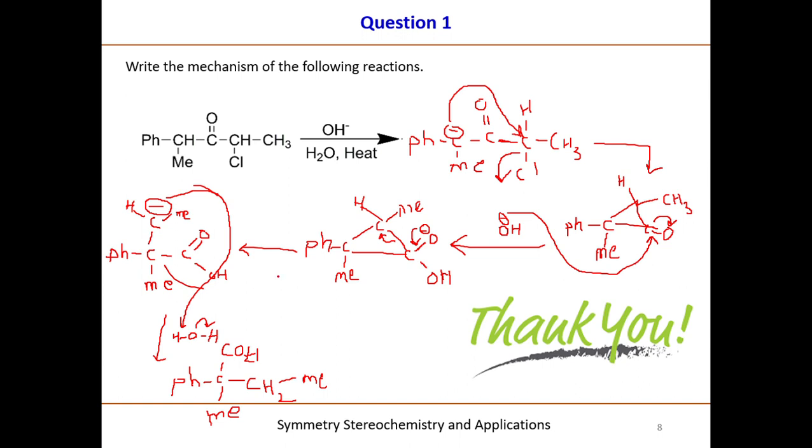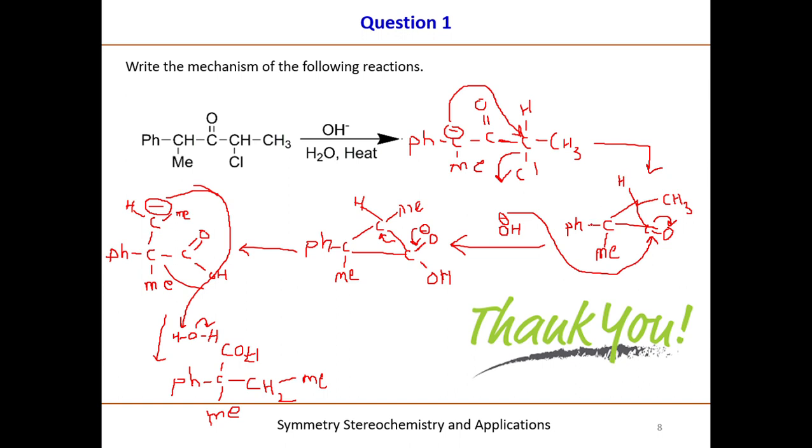So what will happen in the first step? In step 1, the abstraction of the alpha hydrogen will take place. The alpha proton will be abstracted by this base to give this intermediate, and then this negative charge will attack this carbon atom in an SN2 manner to give the cyclopropanone ring. So an intramolecular SN2 reaction will take place here to give the cyclopropanone ring.